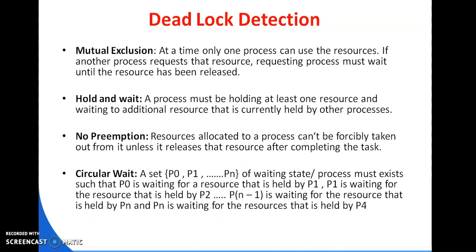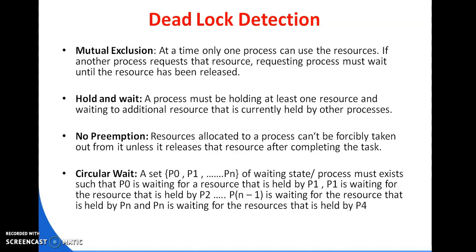Next, what is deadlock detection? Deadlock characteristics: in a deadlock, processes never finish executing and system resources are tied up. A deadlock situation can arise if the following four conditions hold simultaneously in a system: mutual exclusion, hold and wait, no preemption, circular wait. So first is mutual exclusion. What is mutual exclusion? At a time only one process can use the resource. If another process requests that resource, the requesting process must wait until the resource has been released. So this is mutual exclusion.